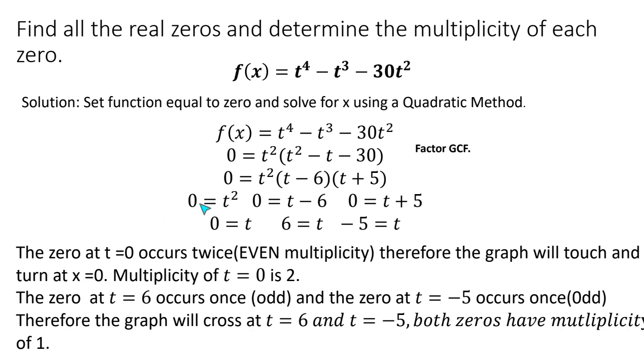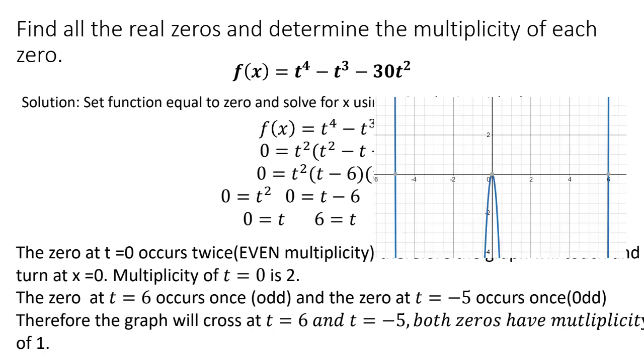Why is it 2 zeros? The t squared, you can write it as t times t, and then you can set t equals 0, t equals 0. So that is where your other one comes from. So this 0 is repeated twice, and twice is an even multiplicity. So that means that the graph is going to touch and then turn at that 0. T equals 6 only appears one time, and t equals negative 5 only appears one time. So at these zeros, the graph is only going to cross. So they both have multiplicity of 1.